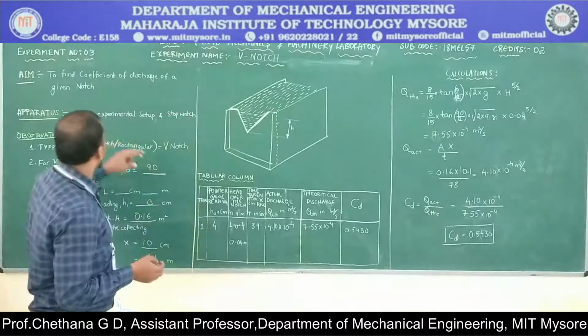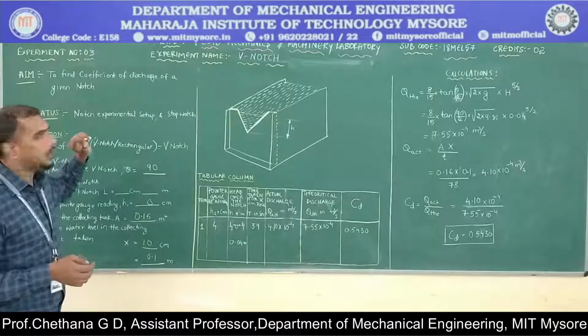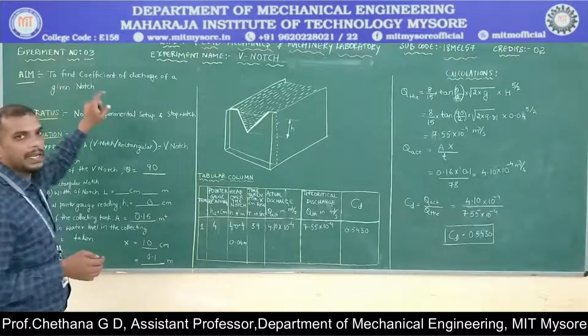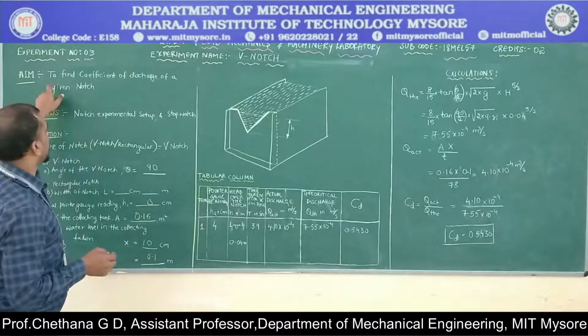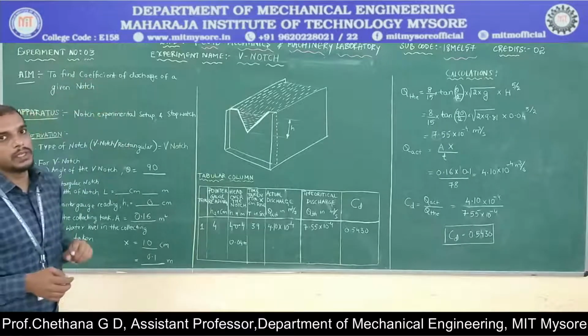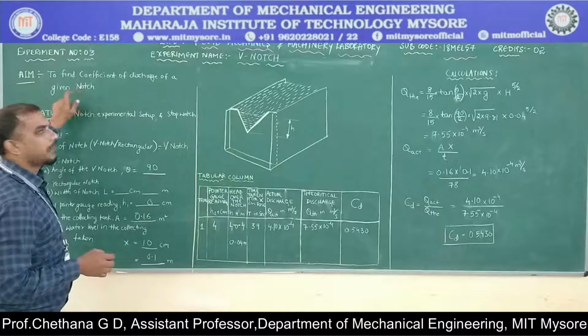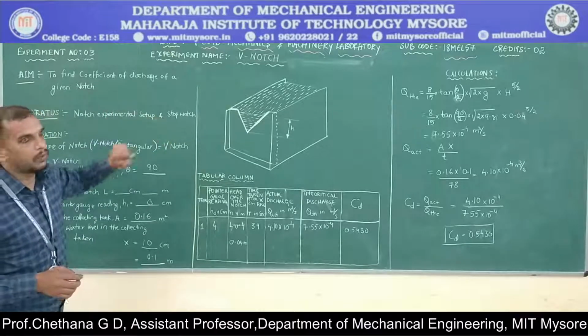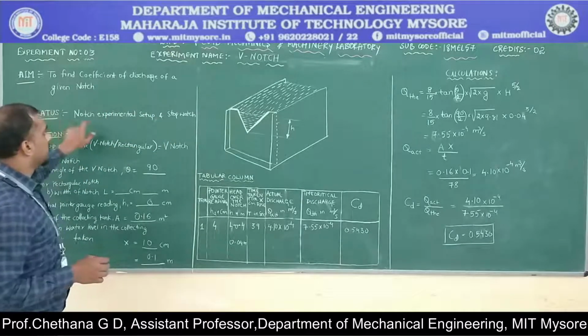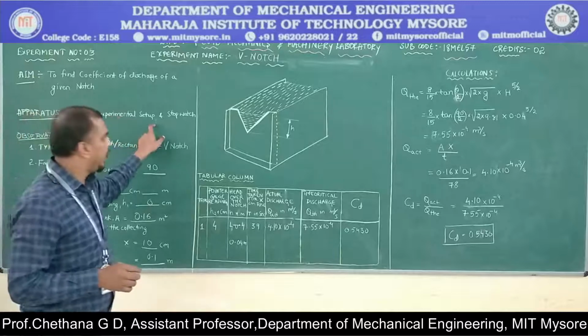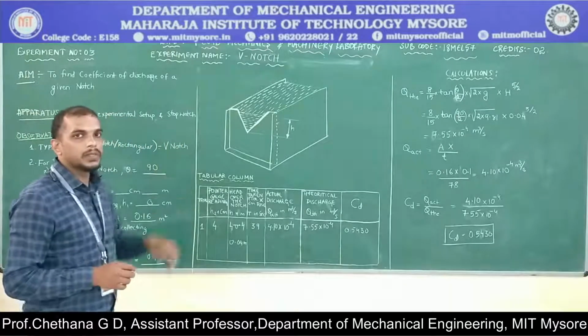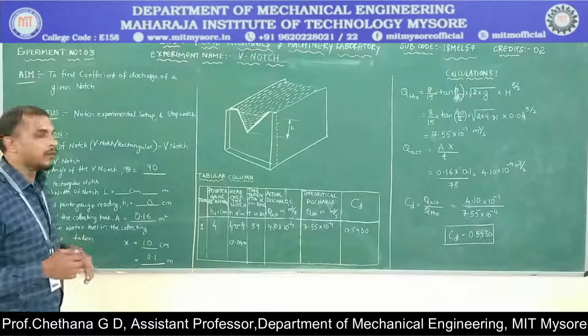Now look at the aim of the experiment. We are looking to calibrate the V notch, that is, to find the coefficient of discharge, CD, of a given notch. Here it is the V notch. The apparatus is the notch experimental setup, and we need a stopwatch for getting the actual flow rate.